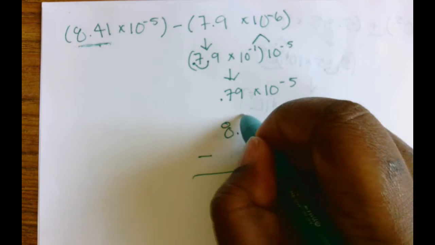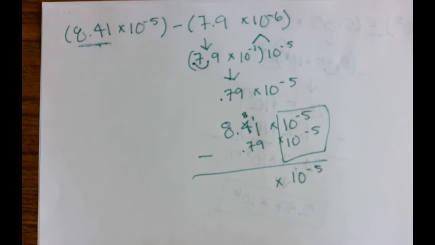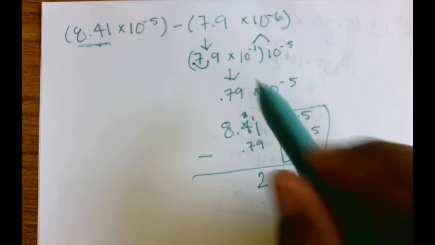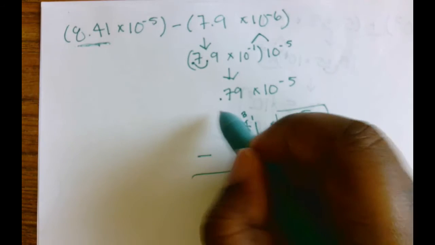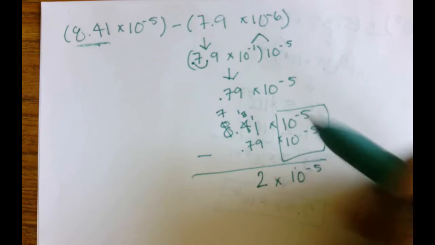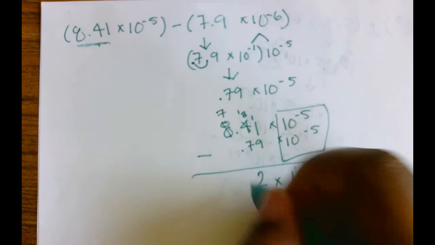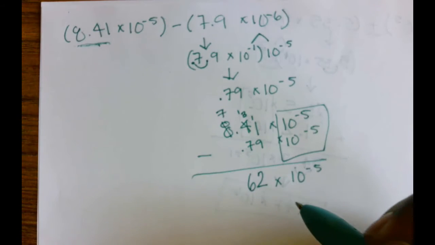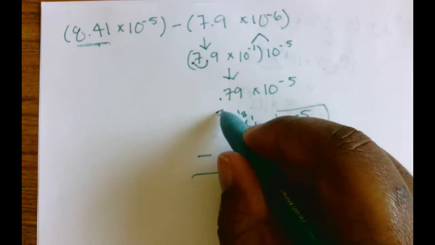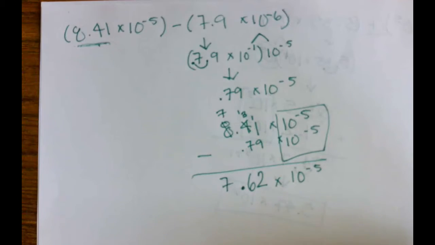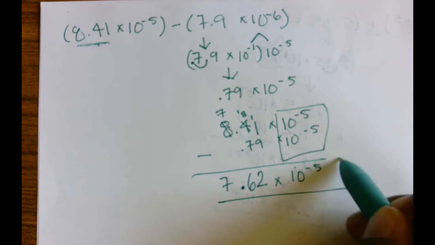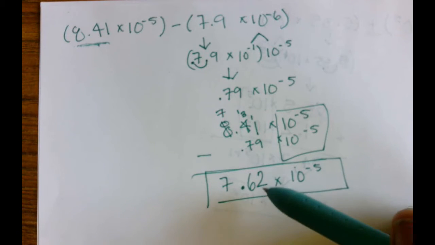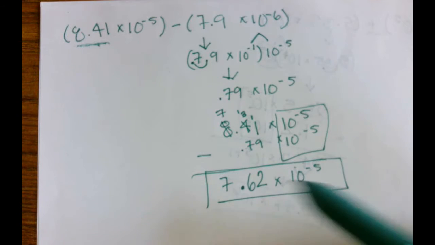I have to borrow from the 4. The 4 becomes a 3. 1 becomes 11. 11 minus 9 is going to be 2. I can't subtract 7 from 3. I'm going to borrow from 8. 8 becomes a 7. 13 minus 7 is going to be 6. Let me bring down my decimal point. And 7 minus nothing is going to be 7. This is my answer. Unlike the other answer, this is already in scientific notation because there's already only one number in front of the decimal.